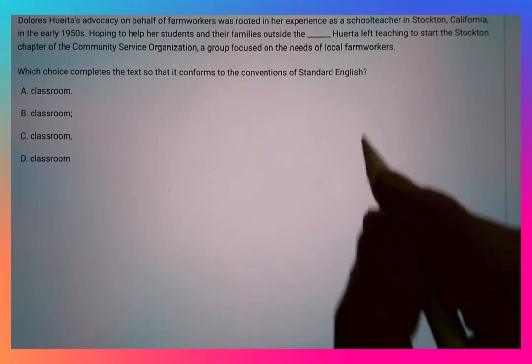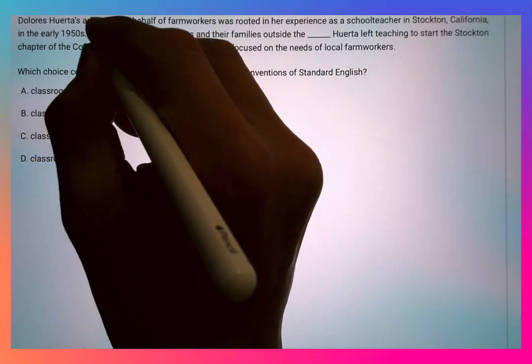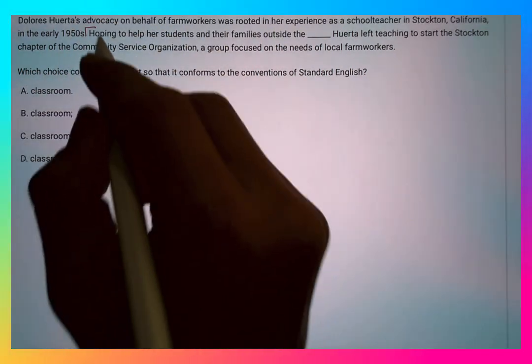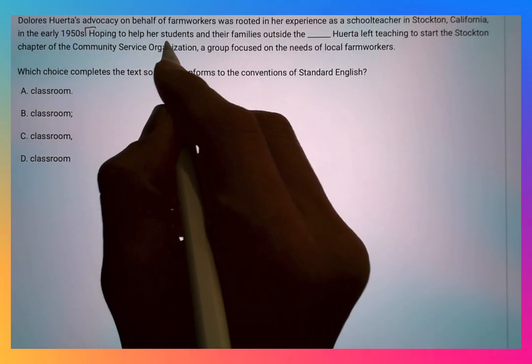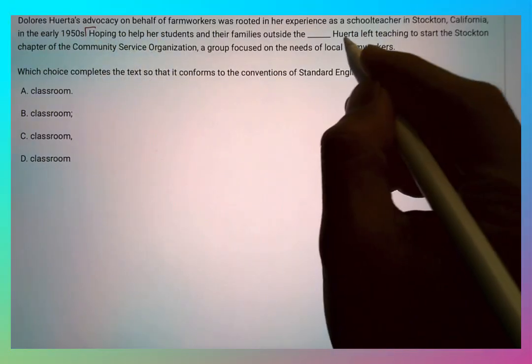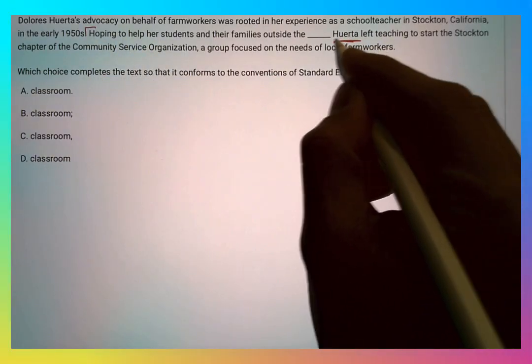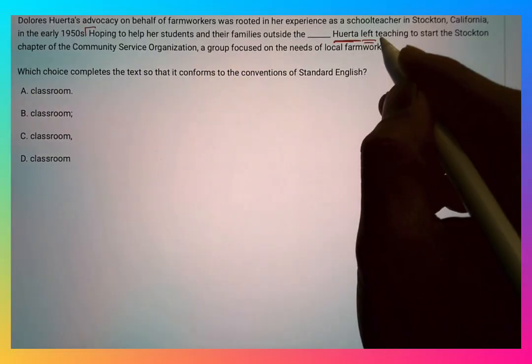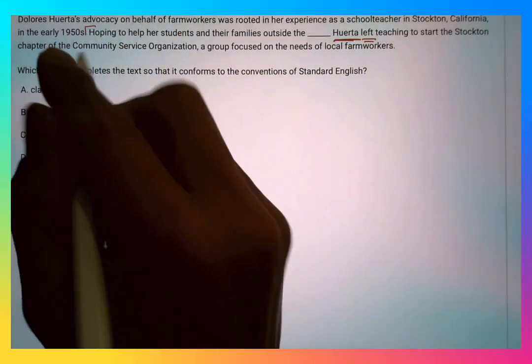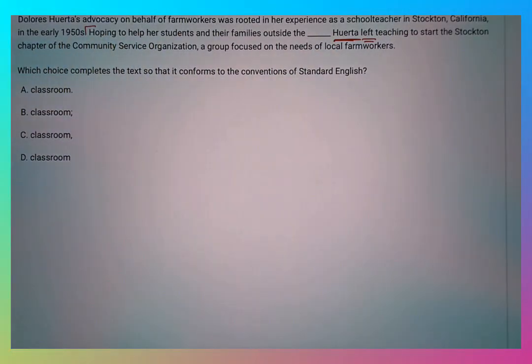Okay, so clearly we have the modifying phrase, or participial phrase, starting from "hoping to help." But who is hoping to help her students? Who is this person doing it? It's Huerta. So we should have an independent clause starting from "Huerta left teaching." Okay, so that's a subject and verb. Because "hoping" is the participial phrase, it's not going to be a sentence.